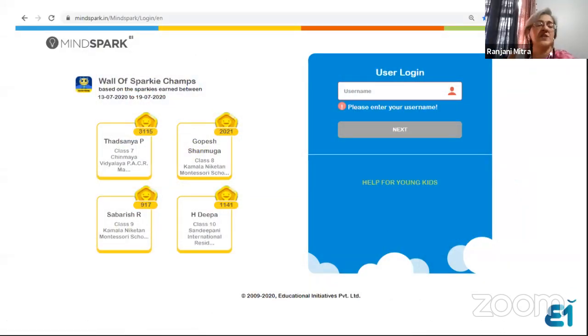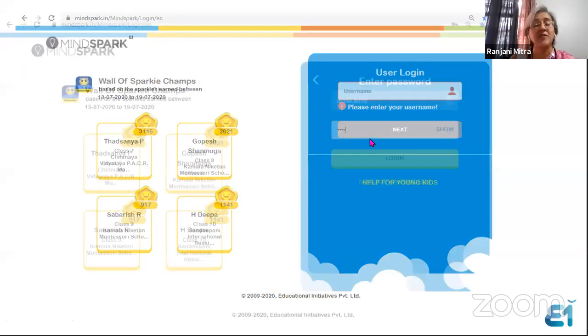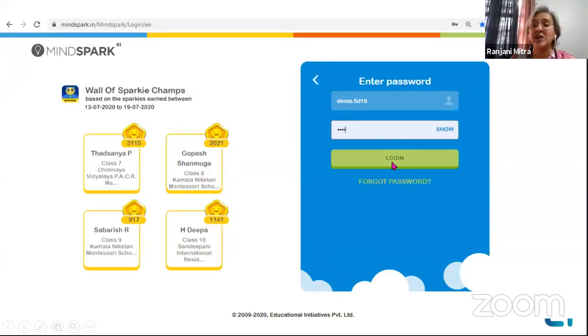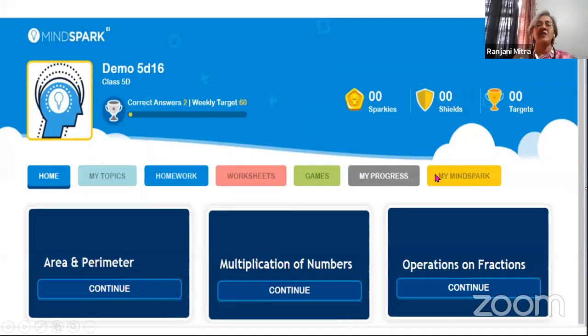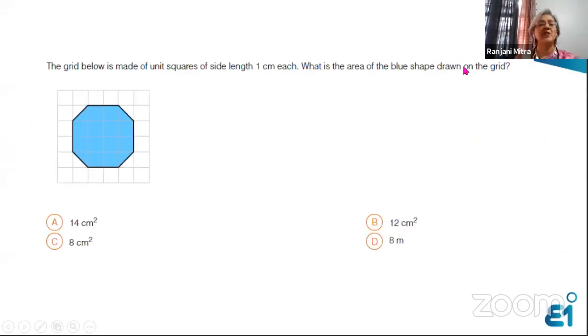Of course. So see, Mindspark is a browser-based intervention, and children need to put in their user login IDs. They'll be given login IDs and passwords, and they will log in and arrive at their student interface. As you can see over here, we have area perimeter. I am Ranjini and I'm doing this. I have already worked on area perimeter, and now it's saying continue. And here's my first question.